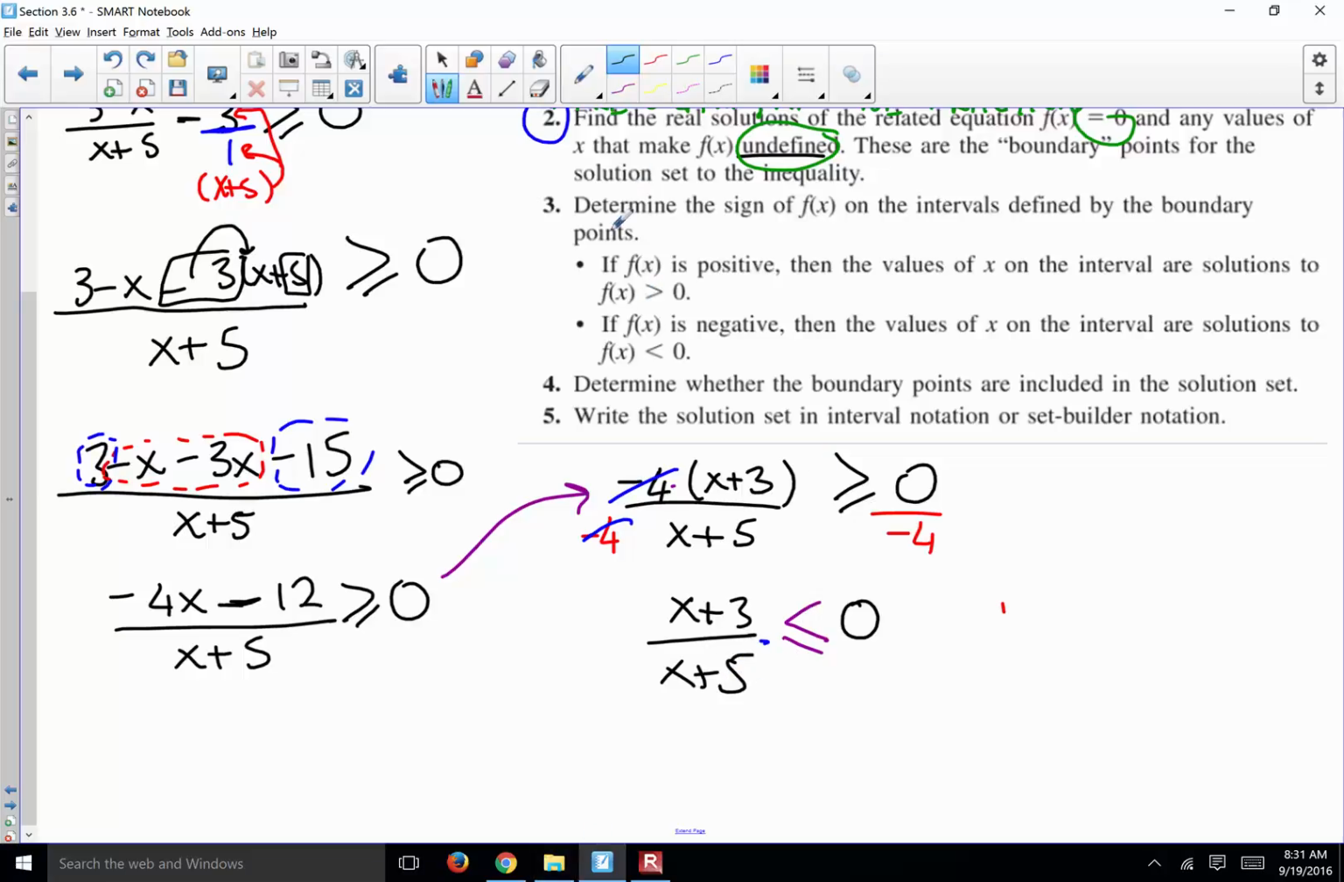Okay, what do we do next? You need to describe what makes this thing 0 and what makes this thing undefined. I will start with undefined values. Undefined values are the ones that make the denominator 0. So when is this thing 0? -5. So can I quickly say, instead of this, undefined values that are -5?